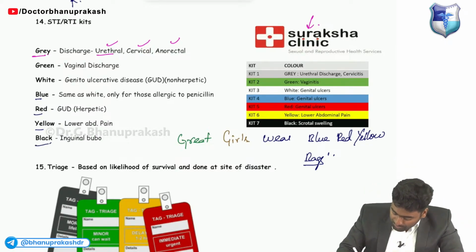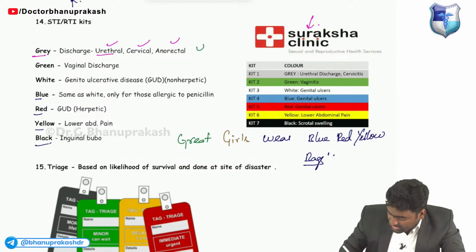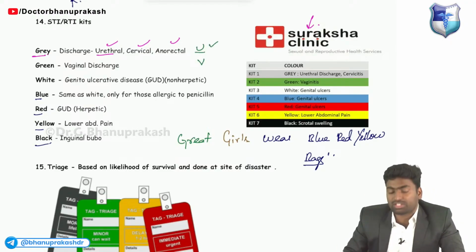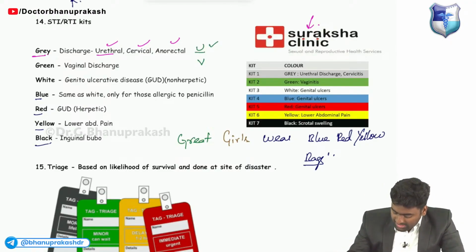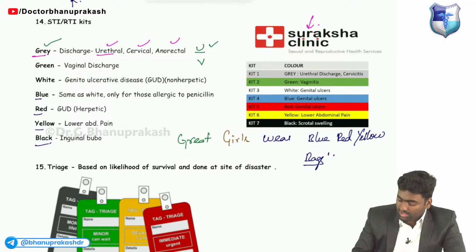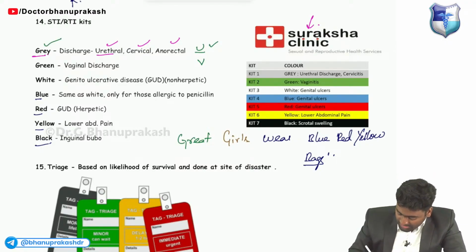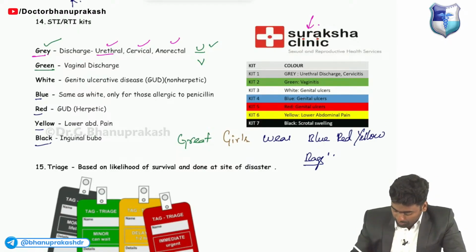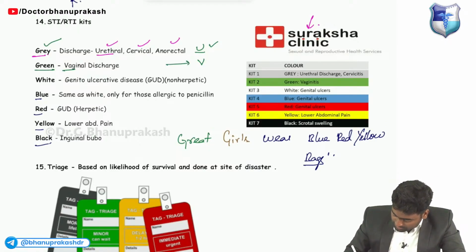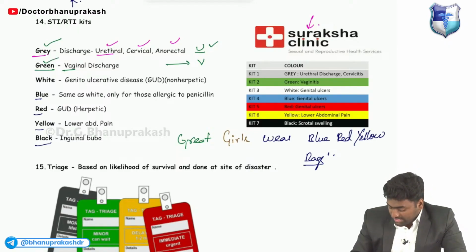And then remember what the discharge is. First, urethral. So the first one is the urethral discharge. For urethral discharge or anorectal discharge, you will give the A color kit, which is the grey color kit, kit one. Then for vaginal discharge, you will use the green color kit.